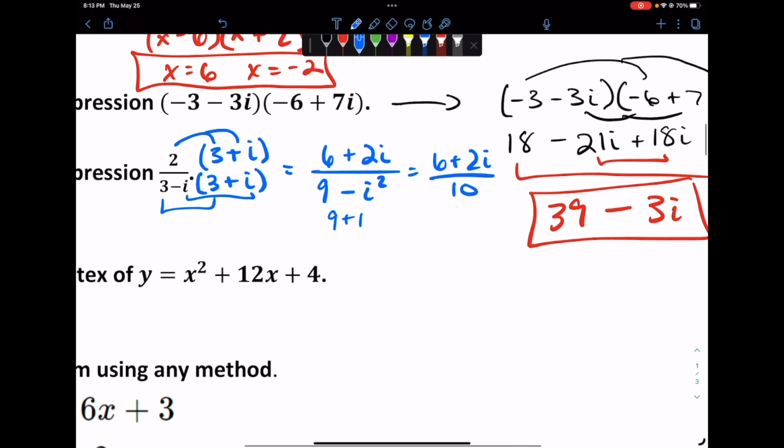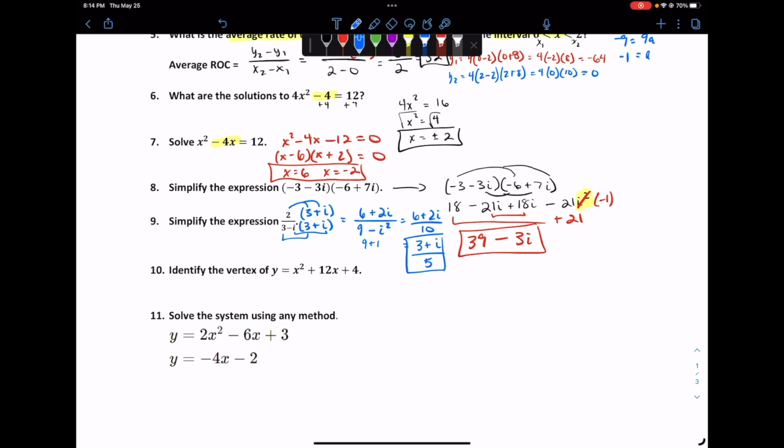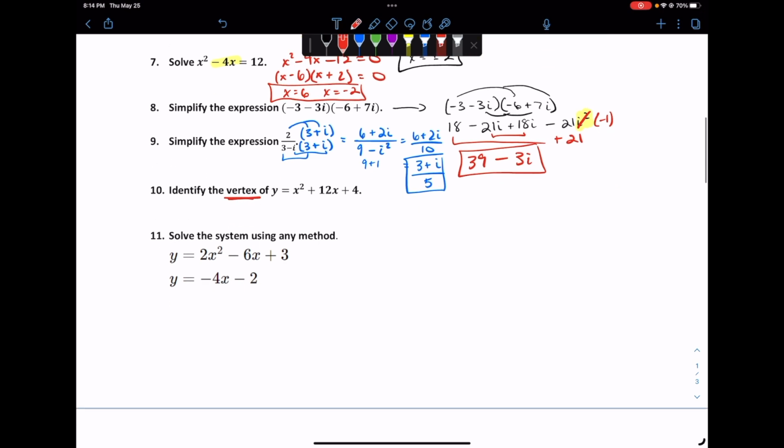And I can still simplify that. I can divide everything by 2. So it's going to be 3 plus i over 5. And there's my simplified expression. All right, so now I want to get the vertex of that standard form equation.